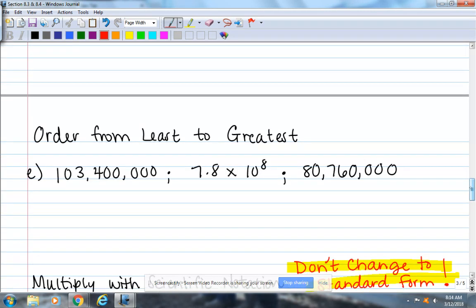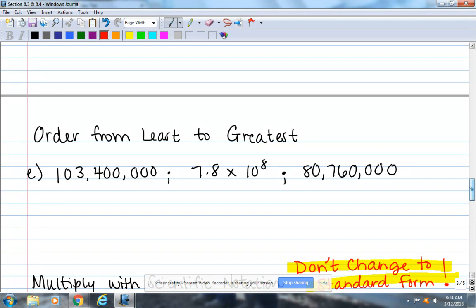Next, let's order some numbers from least to greatest. I give us 3 numbers. 2 of our numbers are in standard form, and 1 of them is in scientific form. Y'all see that, in scientific notation? So to compare them, it's easier if we have them in the same form. So what do y'all want to do to get them all in the same form? Do you want to make them all standard or all scientific?